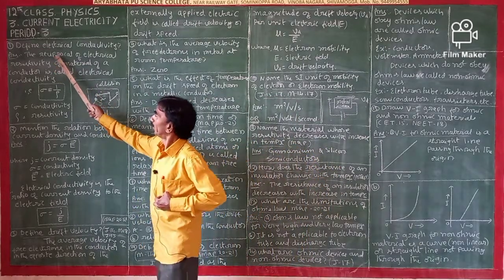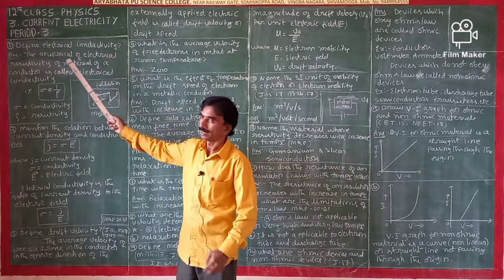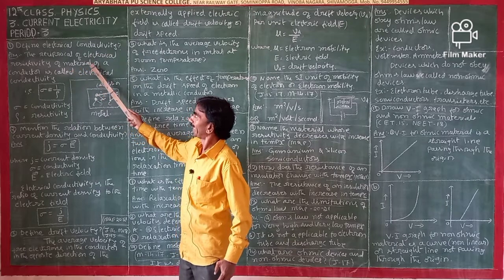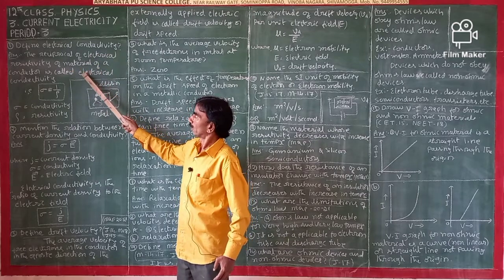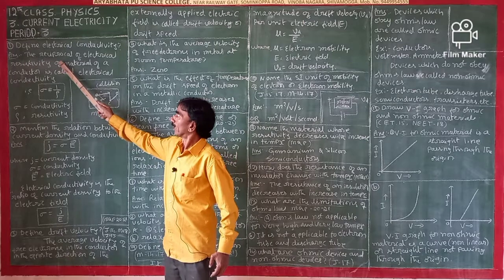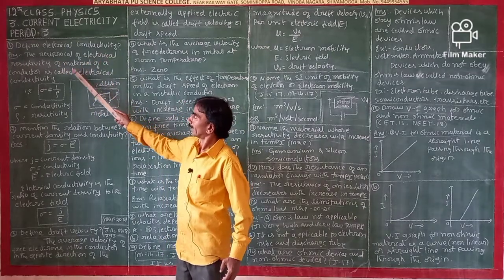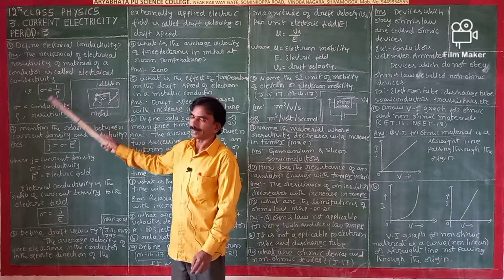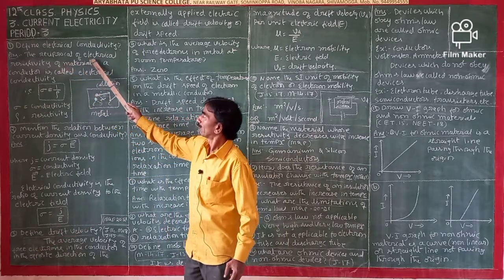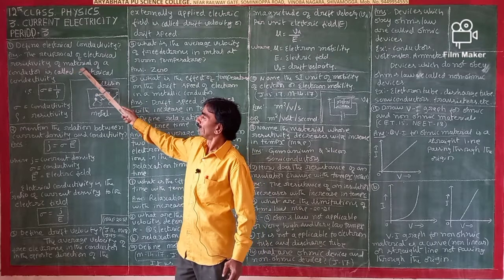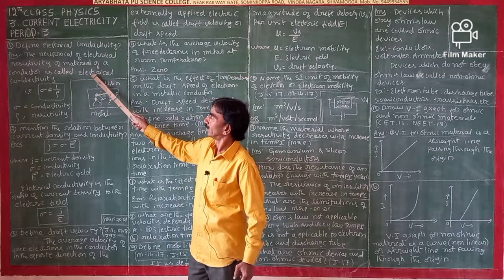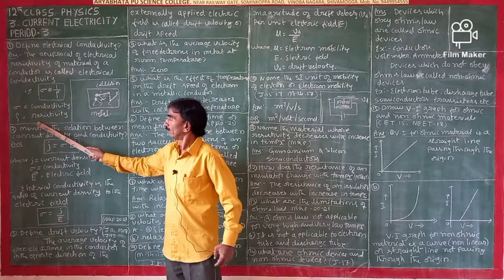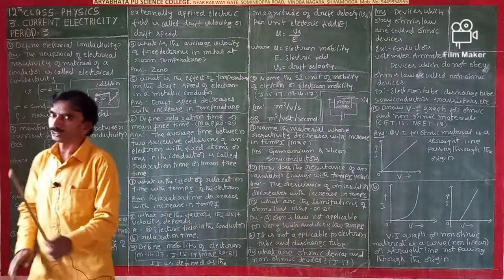Define electrical conductivity. The reciprocal of electrical resistivity of material of a conductor is called electrical conductivity. Sigma is equal to electrical conductivity, rho is equal to resistivity.